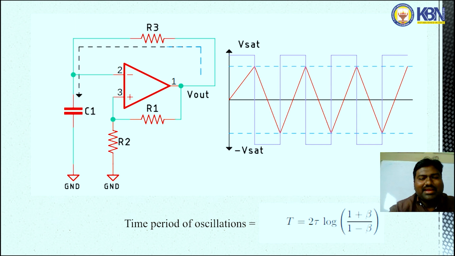Totally we calculate the time period of oscillations T equal to 2T. Here T means time period, into log of (1 plus beta) by (1 minus beta). Here beta represents the feedback path, beta equal to R2 by (R1 plus R2). In the circuit diagram, the potential divider of the resistances R1 and R2 is the feedback path. That's why beta equal to R2 by (R1 plus R2). Therefore, the total time period of oscillation in an astable multivibrator will be T equal to 2 into log of (1 plus beta) by (1 minus beta). Here beta means feedback fraction.